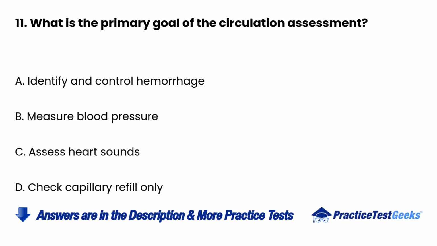11. What is the primary goal of the circulation assessment? A. Identify and control hemorrhage. B. Measure blood pressure. C. Assess heart sounds. D. Check capillary refill only.